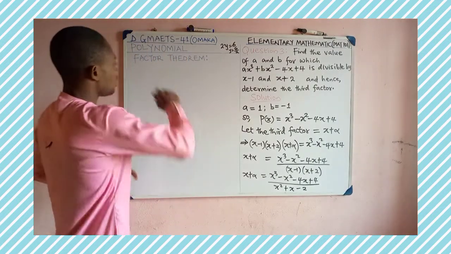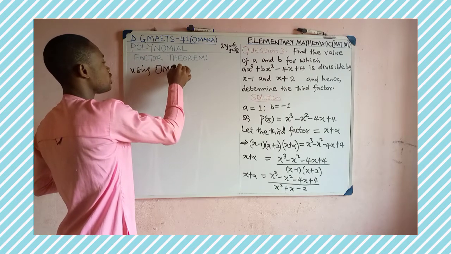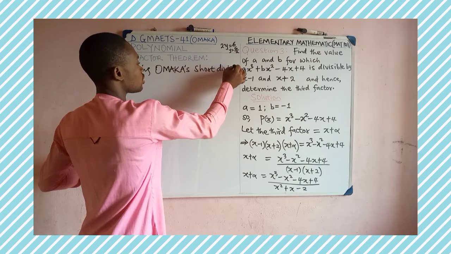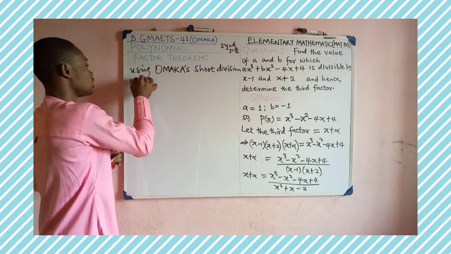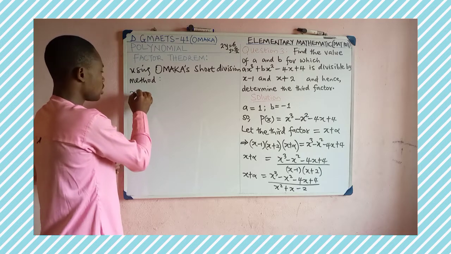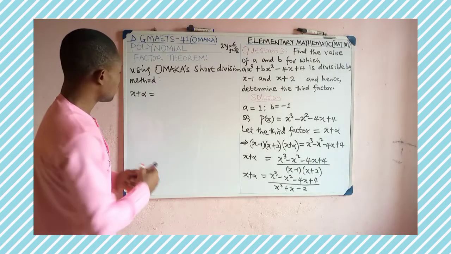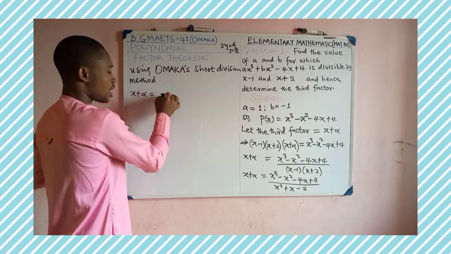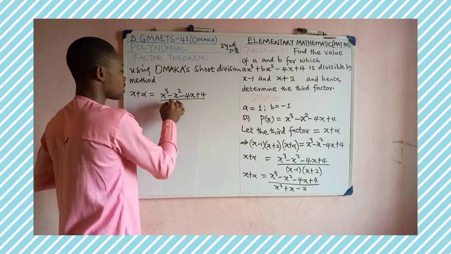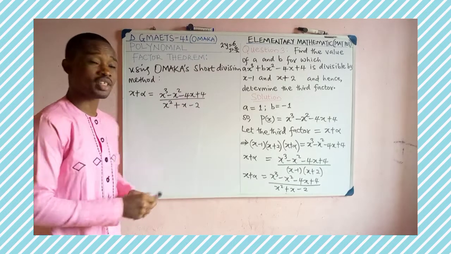Is that okay? So let us move on using OMAKA's short division method. Let us see what this is going to give to us. So x plus alpha will now be equal to, are you ready? So we have x cubed minus x squared minus 4x plus 4 divided by x squared plus x minus 2. We've already done a lot on polynomial division before, so let's just move on.